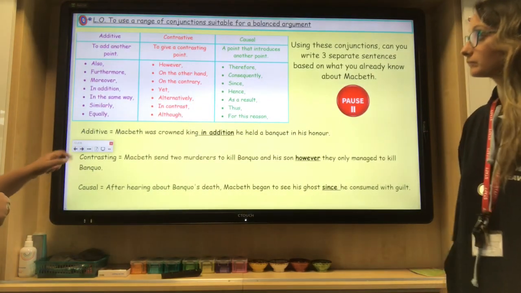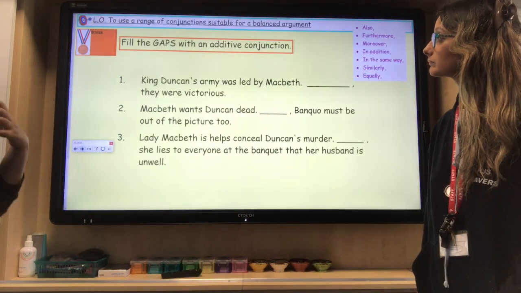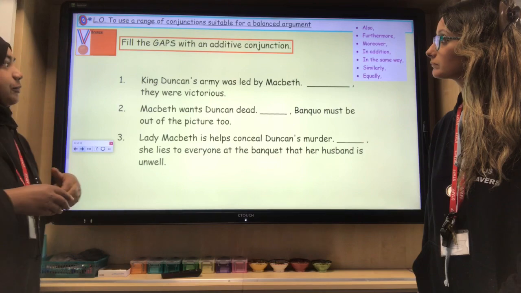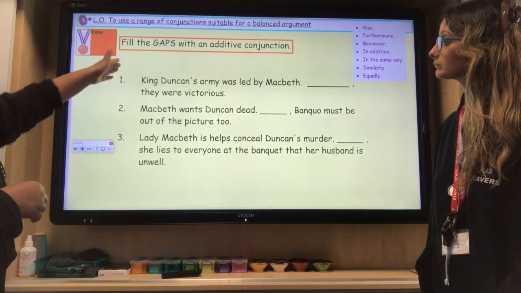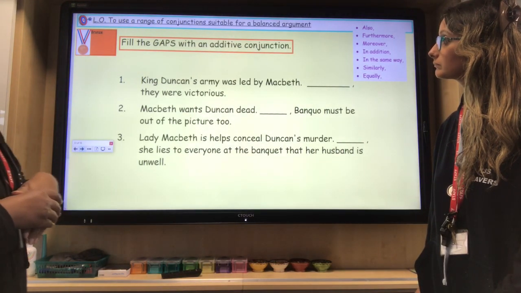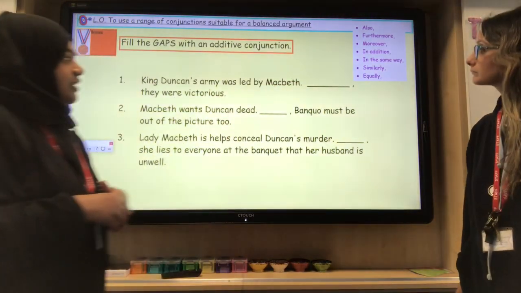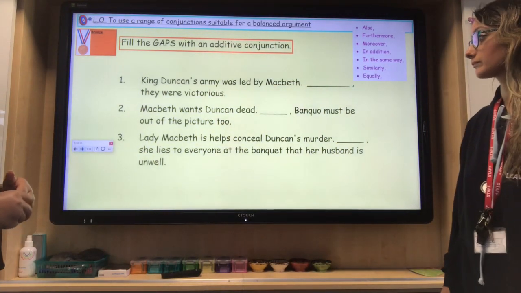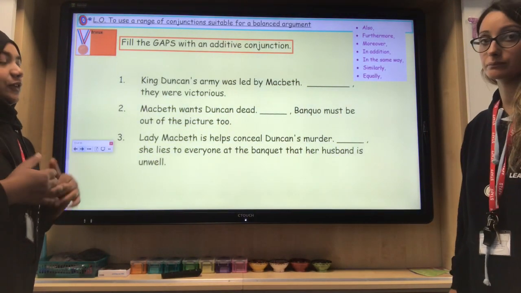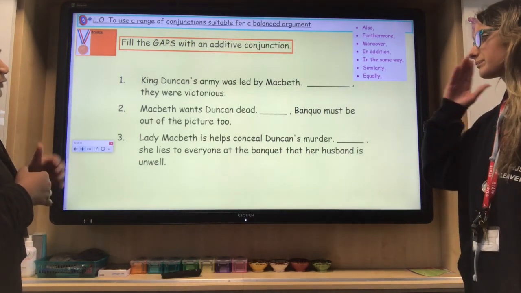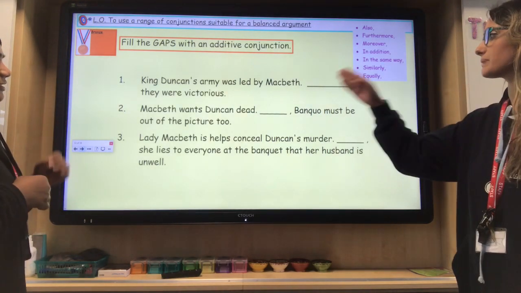So your task then, boys and girls, is the following. Remember to start on bronze and then work your way through. For bronze, you've got 3 different sentences, and you need to fill in the gaps using an additive conjunction. And you've got the additive conjunctions there, so you need to give it a go. Try your best. You can maybe have more than one answer for each one, okay? There's no right or wrong here, as long as you're using an additive conjunction. And maybe try and pick 3 different ones.